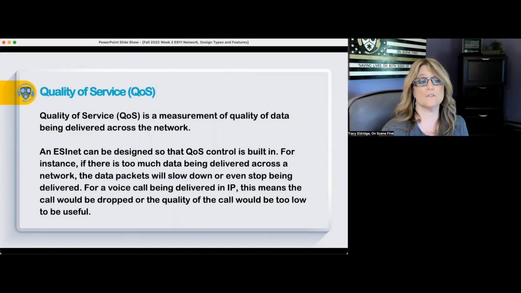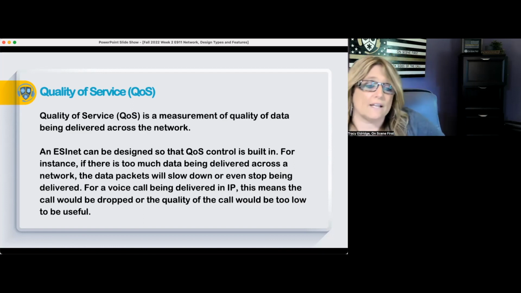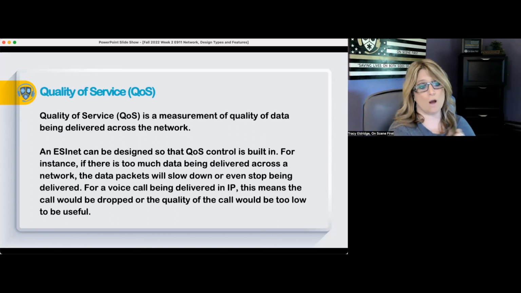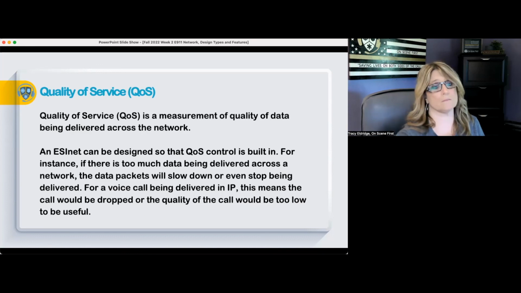So for instance, if there's too much data being delivered across a network, the data packets will slow down or even stop being delivered if it's not good quality. For a voice call being delivered in IP, this means that the call could be dropped, or the quality of the call would be too low to be useful. So having these checks and balances in place is really important.